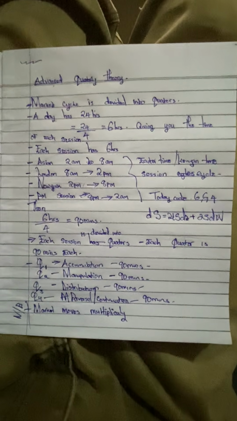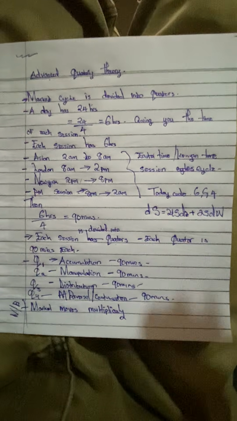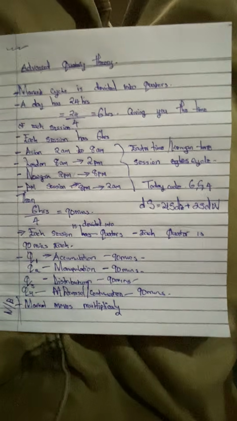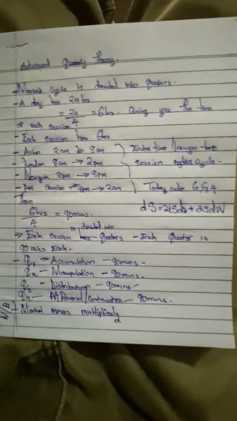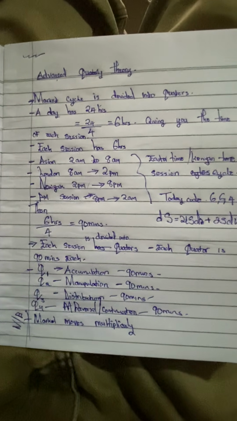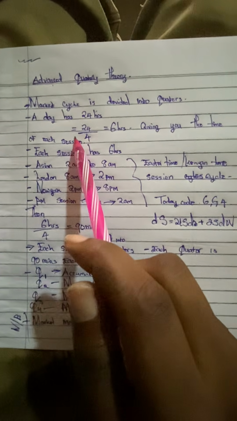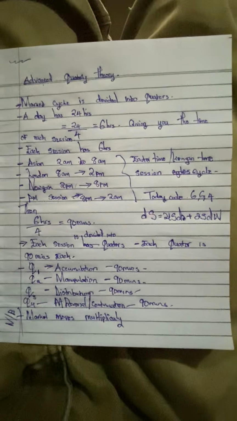Now let me give you the framework of how to trade the quarterly theory strategy. First, you need to understand the market cycle is divided into quarters. So if a day has 24 hours, this is how quarterly theory thinks.